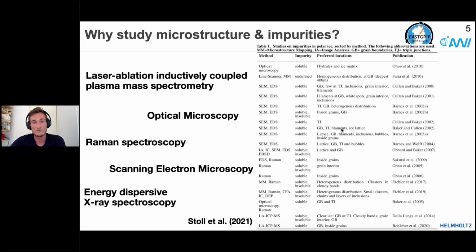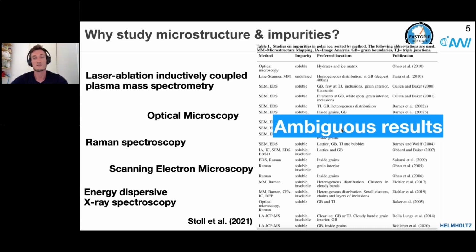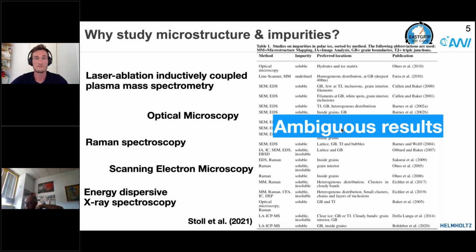And just to somehow summarize those results, they are quite ambiguous. So depending on the method, you find different results. And so far, there hasn't been a really systematic study where you can really compare your results, since it's such a high resolution field. You always just get very small samples, and it's really, really hard to generalize these patterns you can see here for entire ice cores or even the ice sheet.